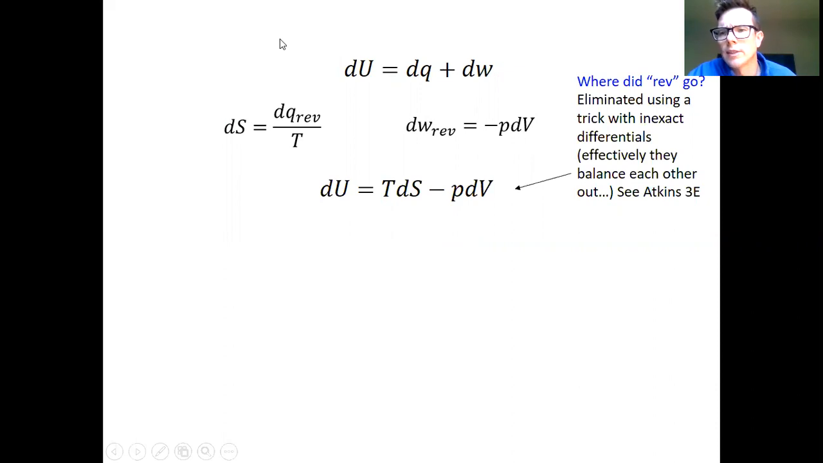A quick note, some of you may be wondering where did the reversible part go? And I will just tell you briefly that I eliminated them using a trick with inexact differentials. Effectively, they sort of balance one another out. See details in Atkins 3E if you want to figure out how this works. But trust me that this is an equivalent statement of the first law of thermodynamics. This is really important.